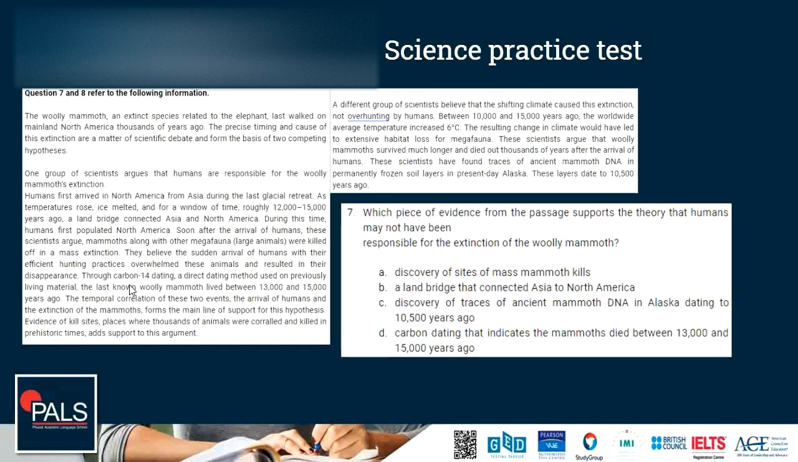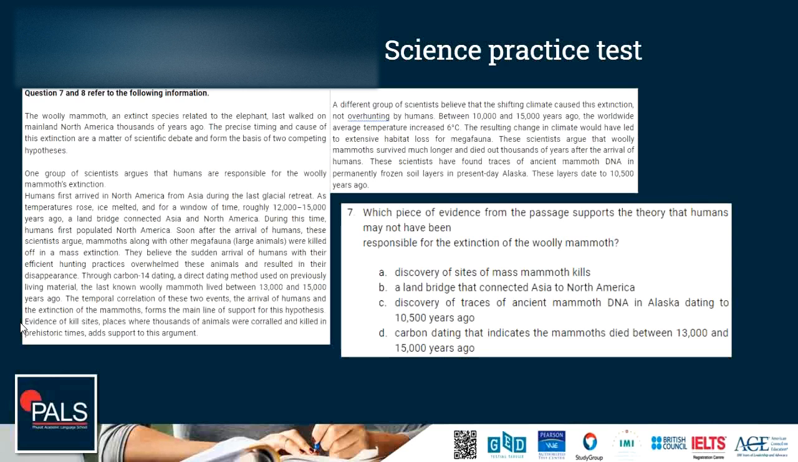Even more support for this hypothesis is that there were kill sites discovered where thousands of animals were corralled and killed in these prehistoric times. So this is basically support for the argument that humans hunted and killed mammoths, and obviously quite a lot of them, if there are these kill sites where thousands of animals were killed.